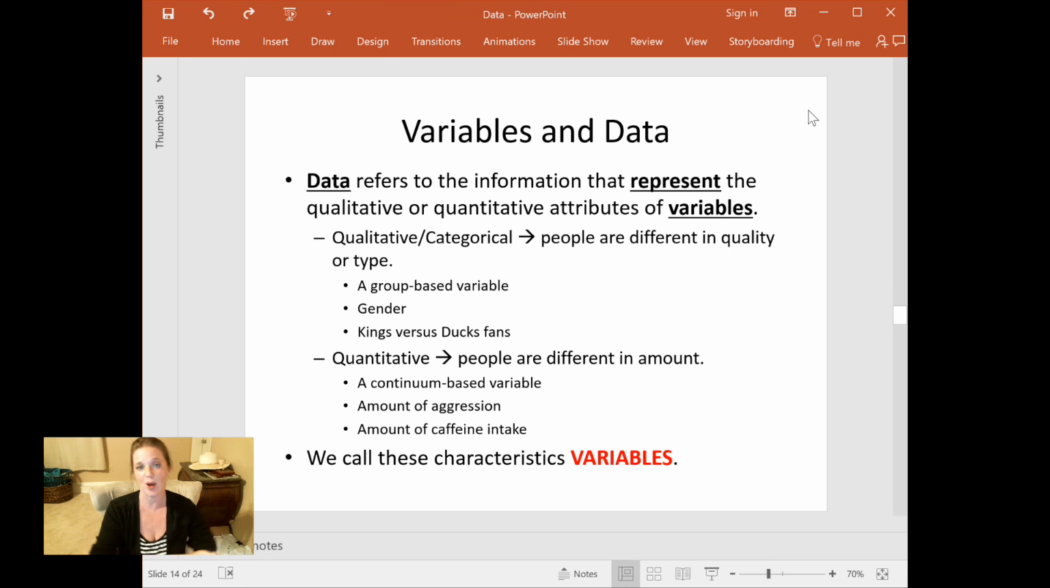Or if I ask you, how many cups of coffee did you drink today? Caffeine intake would be a variable. Now, when I tell you I had 2 cups of coffee today, 2 cups of coffee is not a variable. That is an outcome. That is my answer to the question. The variable is the question. The answer is the data. So be able to distinguish between those two ideas, right?